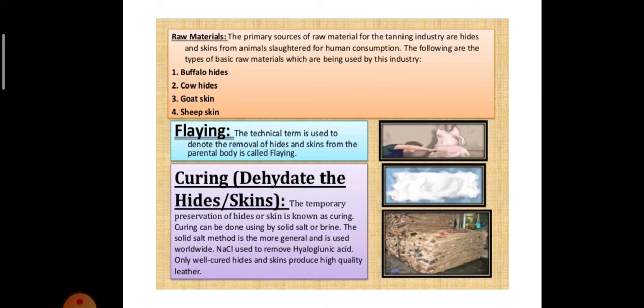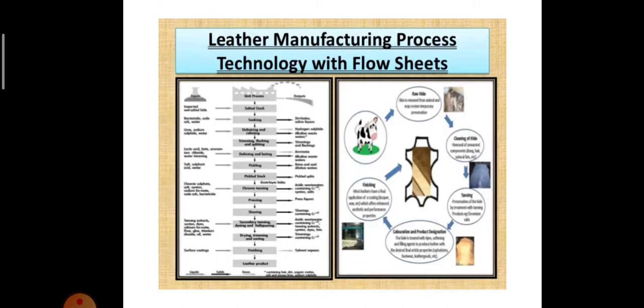The fresh hides and skin consist of water, protein, fatty materials, and some mineral salts. Out of these, the most important for leather making is the protein. These proteins are of many types. The two important proteins are collagen as well as keratin, as we discussed in the last class.